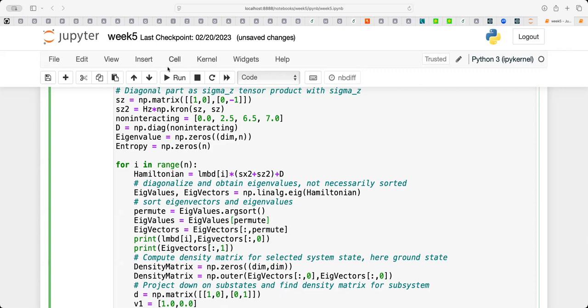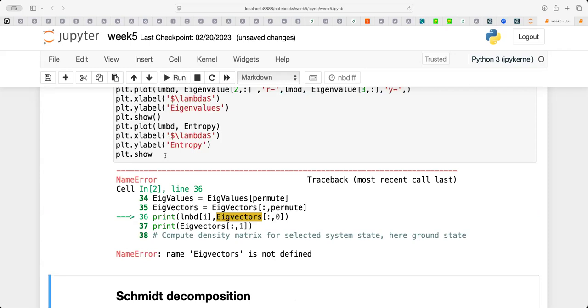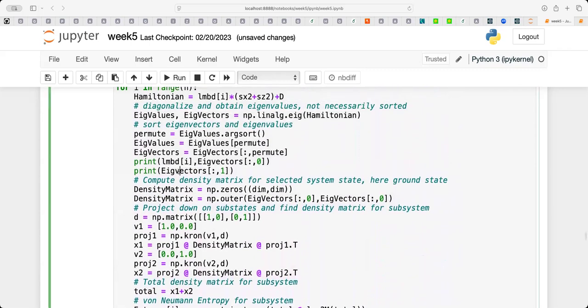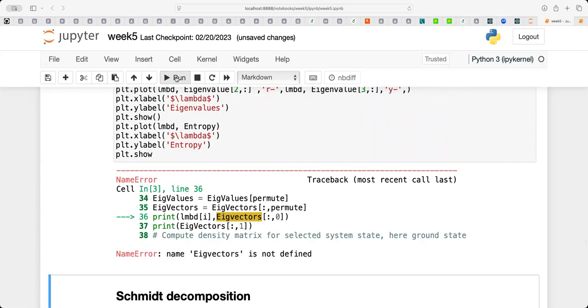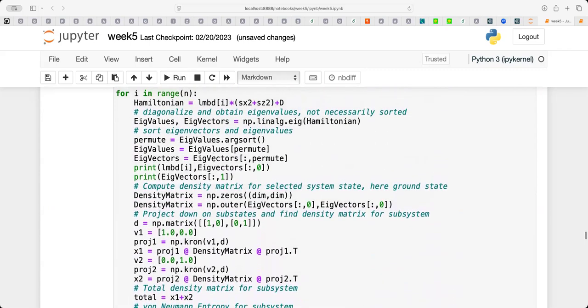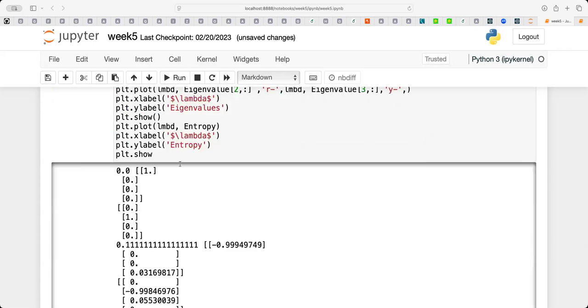So let's see what it looks like. Eigenvector, oh yeah, I just mistyped it here. So let's just do that. I keep mistyping. Sorry for that. I did that one. Here we are. There we are. Okay. Now it should run.